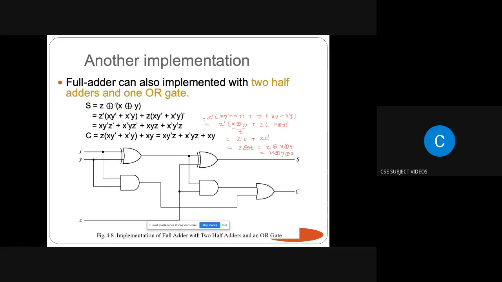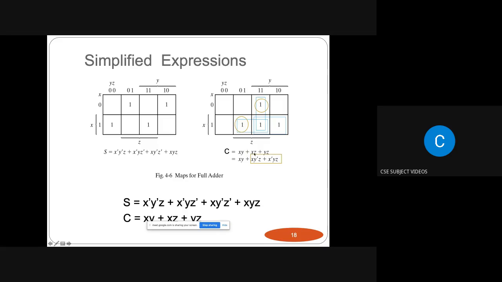So as I already said, wherever simplification is possible, you can make the simplification so that the circuit can be implemented easily. Otherwise, it is a complex one. So the S expression is x XOR y XOR z. And for the carry expression also, we can simplify it. Actually, we have the expression like this, xy plus xz plus yz.